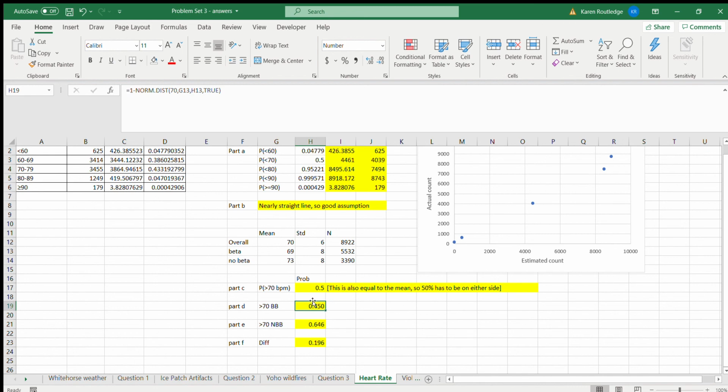We'll do the exact same kind of thing for the probability of non-beta blocker users. We look at our formula here, it's still norm.dist. There's our cutoff, our new sample mean, new sample standard deviation. This part would give us the left-hand side of the curve, the less than 70. We want a greater than 70, so we'll take the complement, 1 minus that, and see that it is about 65%. And the difference between the two is literally the difference between the two. It is 0.65 minus 0.45 is about 0.2. And that is that.